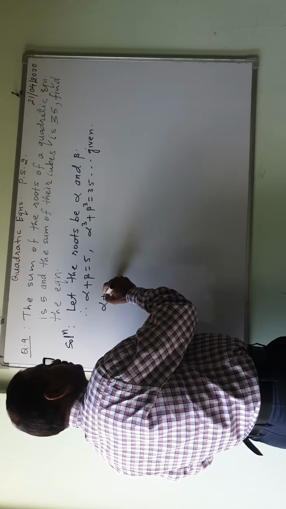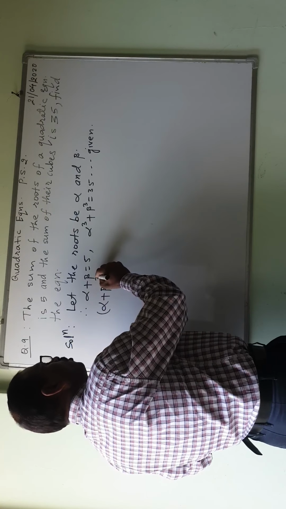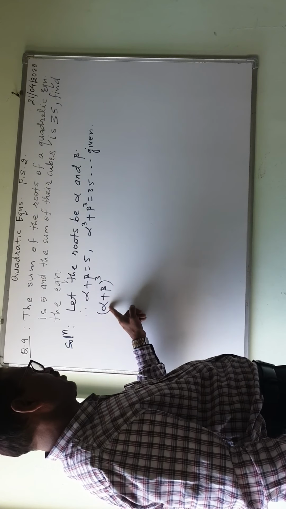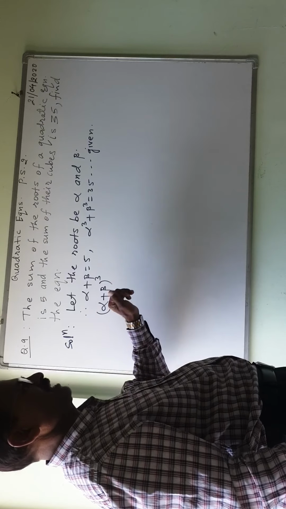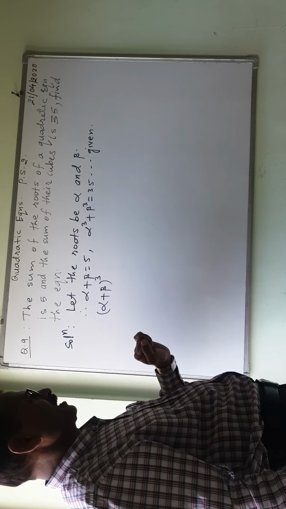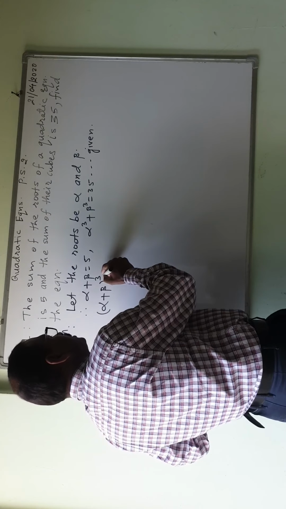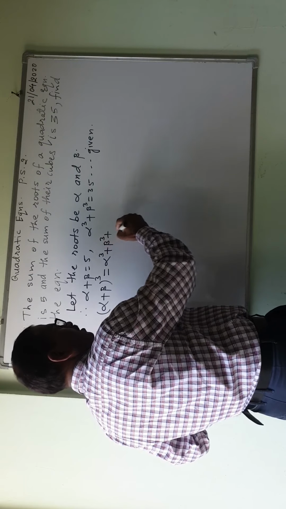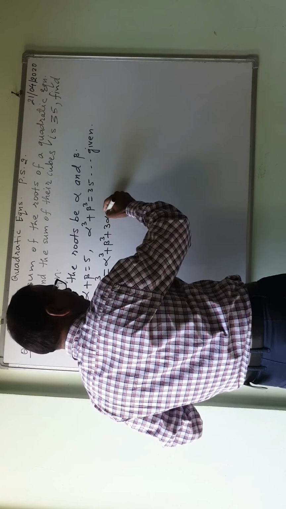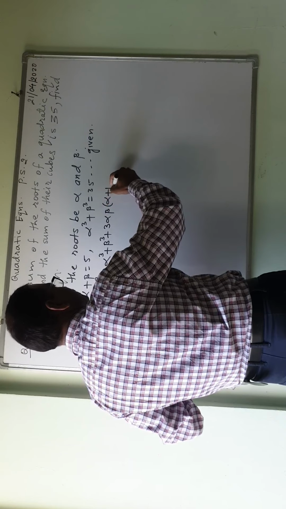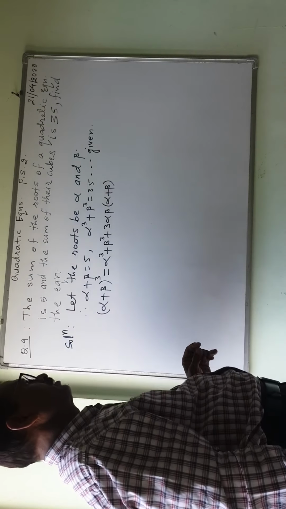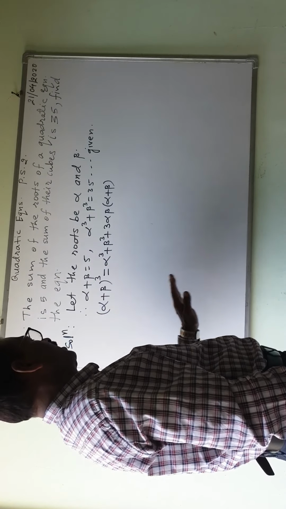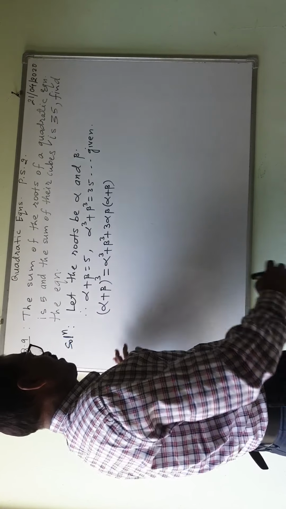Alpha plus beta the whole cube, means a plus b bracket cube, is equal to a cube plus b cube plus 3a square b plus 3ab square. And when 3ab is taken out, the form will become alpha cube plus beta cube plus 3 alpha beta into alpha plus beta. Therefore, whatever values I have, I will put, and from that definitely I will get alpha into beta.